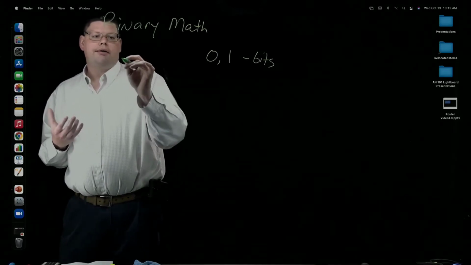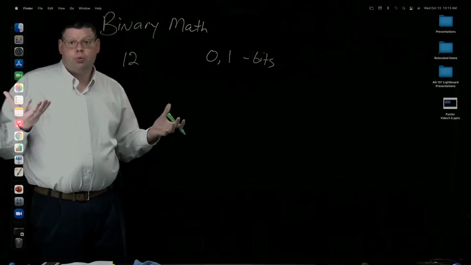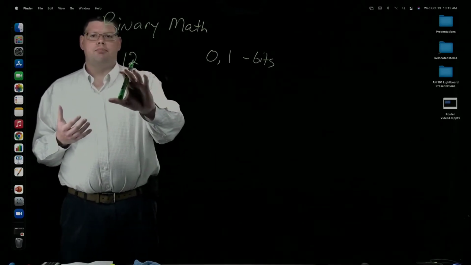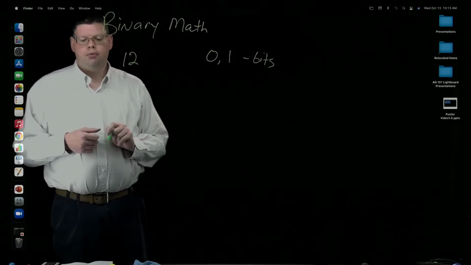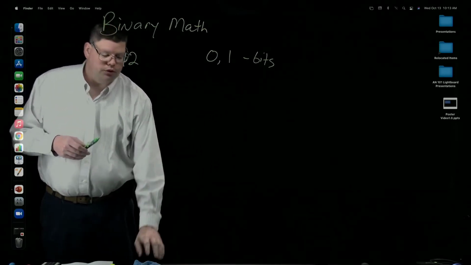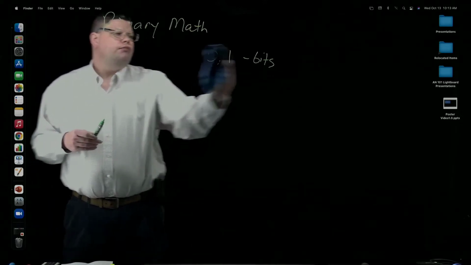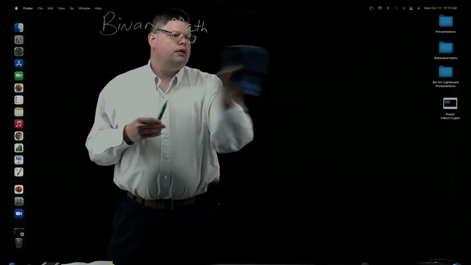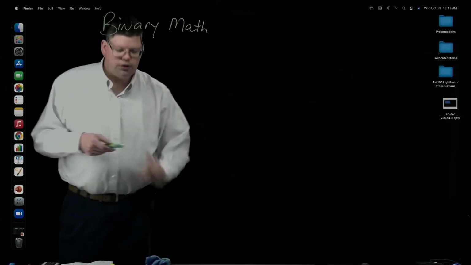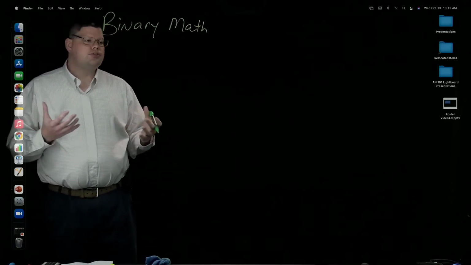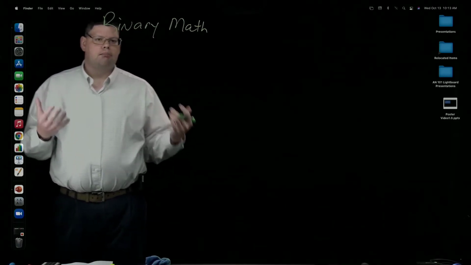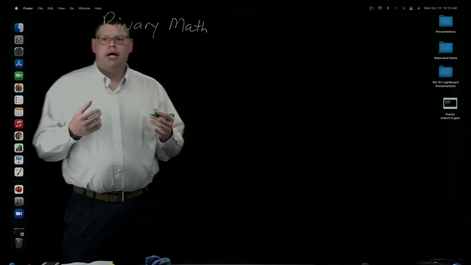The computer cannot recognize the number 12. It actually has to have the number 12 converted into a binary digit. So we have to go through a process called binary math to convert a decimal number into a binary number. And the way we're going to do that is through a chart.